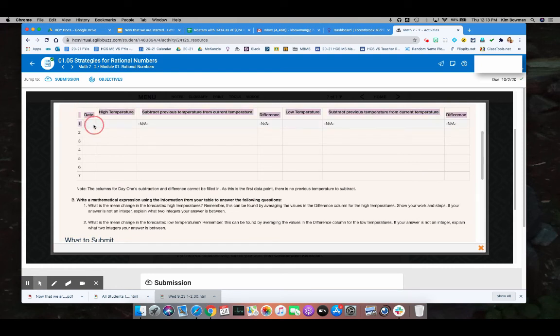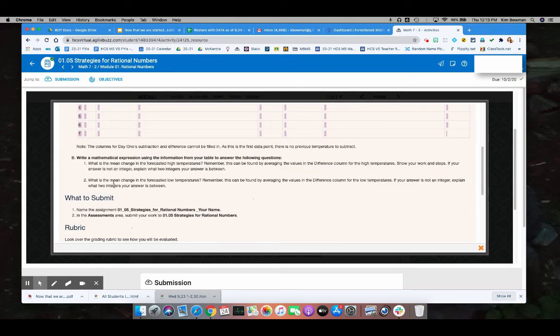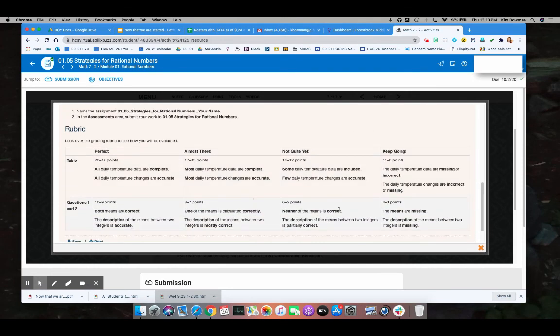I'm not sure. Well, it looks like I might be able to select it and copy and paste it using Control C and Control V, which I don't know that it's going to work, but you can try it. I'll try it after this video. So we already did that. The rubric, here is the rubric. So there is your rubric telling you everything that is required of you.